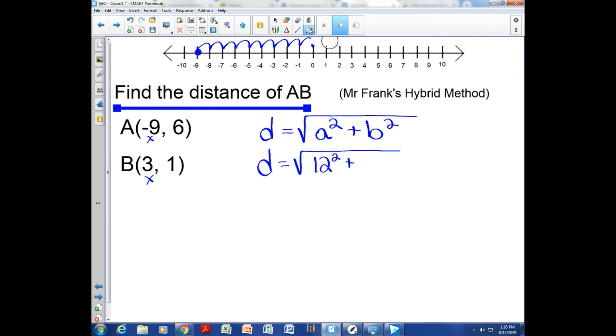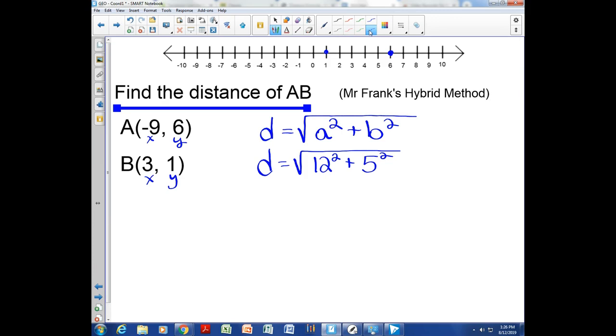And then I get ready to do the y value. The b is the vertical distance. It's the difference of my two y values. And I have 6 and 1. Well, most of you should be able to do that in your head. How far is the number 1 from the number 6? And the answer is 5. So I substitute a 5 for my b squared.